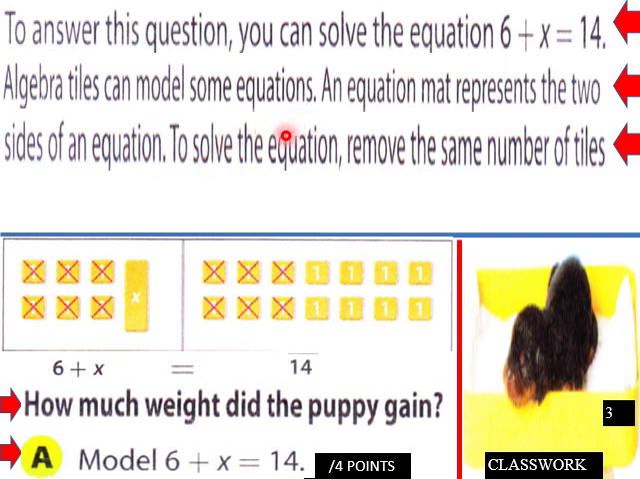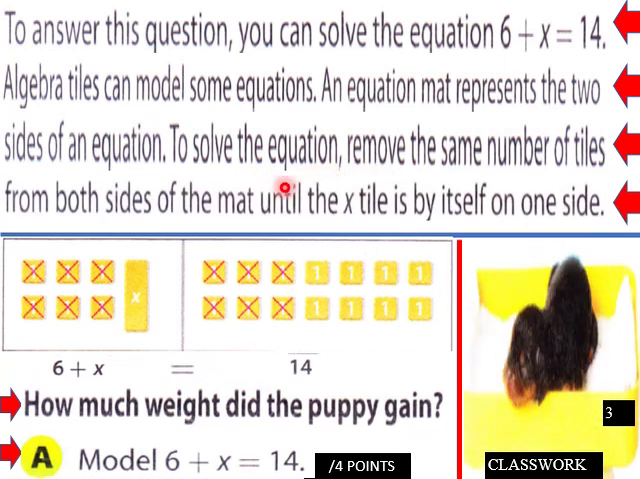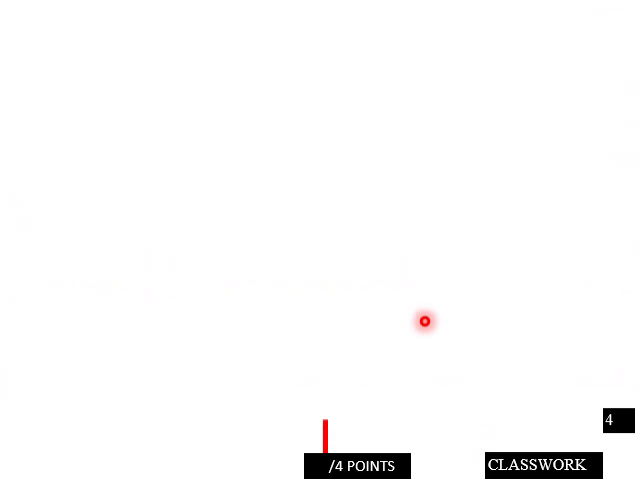So an equation mat represents the two sides of an equation. To solve the equation, remove the same number of tiles from both sides of the mat until the x tile is by itself. So we have to subtract 6 from this side here. Over here we have 14 ones, and we subtract 6 from 14, and then that'll give us x. So you see how that works?